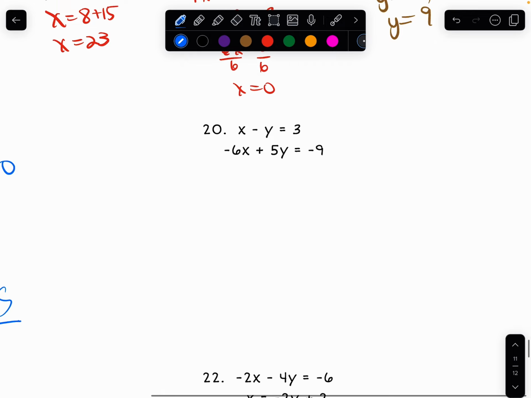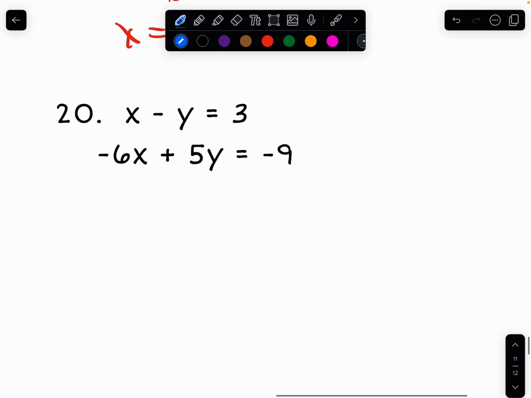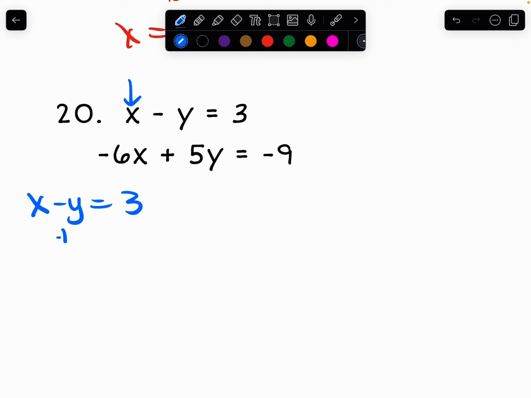Okay, on this one, we do not have a variable by itself. Now, I'm going to say to pick the x. Why am I going to say pick the x? The reason that I'm going to say that is because it doesn't have a negative in front of it, and it has the number 1 for the coefficient. So I'm going to write it down here, and I'm going to move the y to the other side of the equal sign. So x equals y plus 3.